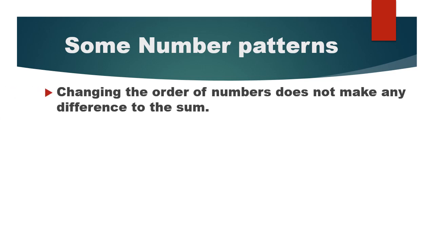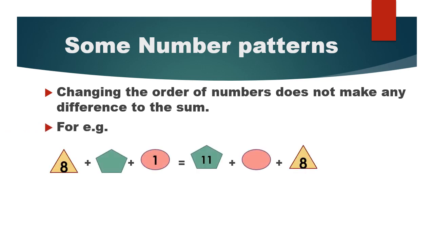Now, dear friends, here we will revise some number patterns which you have already studied in chapter number 7. Here you should pay attention to what it says. Changing the order of numbers does not make any difference to the sum. So, observe this number pattern. For example, see, colorful shapes are given here. You can observe numbers inside those shapes.